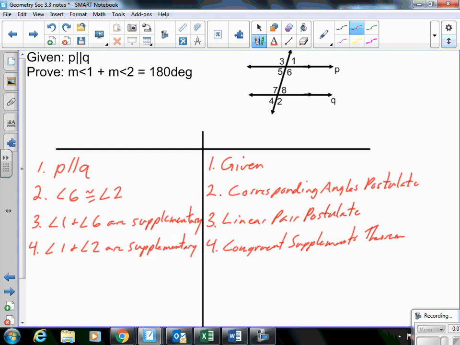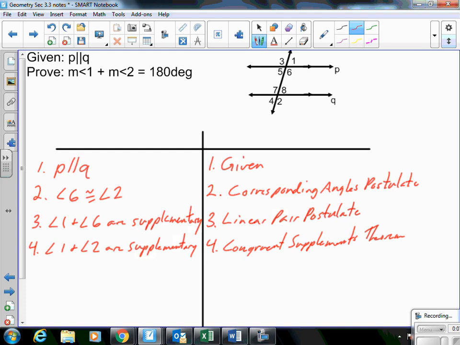And the congruent supplements theorem tells us that if two angles are supplementary to the same angle, then they're congruent. So we're taking that kind of in reverse here and saying if two angles are congruent, then they would be supplementary to the same angle. Right? So same information, just looking at it in a different direction.